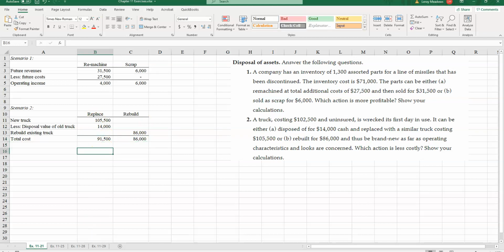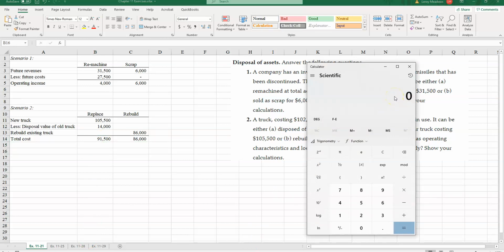So what do I have here? The difference in replacing the truck: $91,500 minus $86,000 cost to rebuild is $5,500. So the $5,500 favors rebuilding. We want to rebuild that truck. Why? Because the cost of rebuilding is $5,500 less than the net cost of replacing the original vehicle. So there's a big difference there, and we want to make sure we take that into consideration.